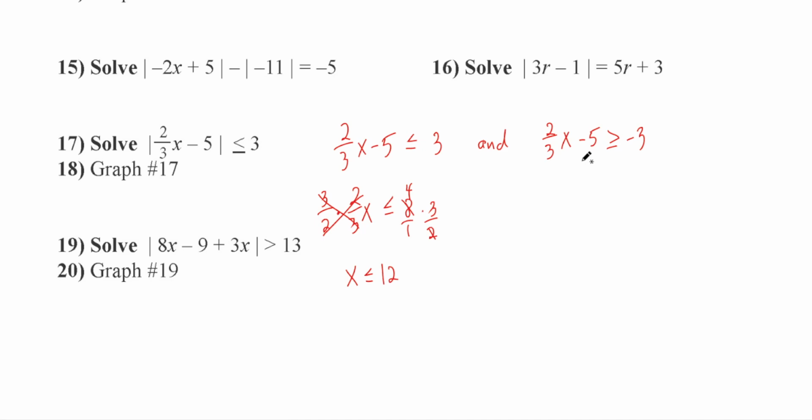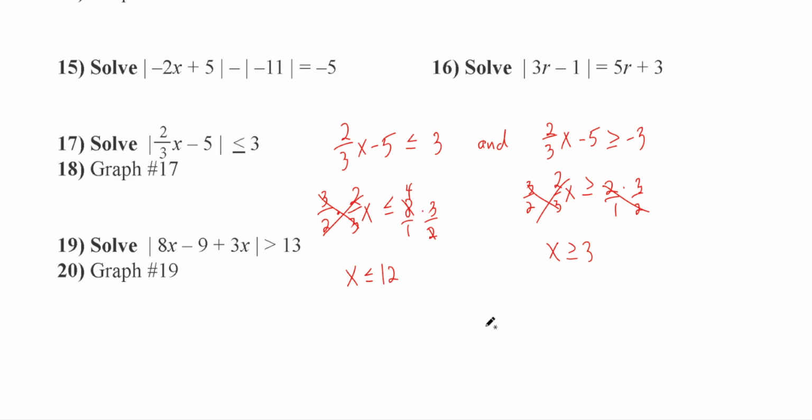And let's do the other one. Add a 5. I don't have to show that. Add a 5. So if I add a 5 to this, I get what? 2. Multiply by 3 over 2. Cancels. X is greater than or equal to 3. There you go. Now, it's also important to take them and plug them back in and see if it works. All right? So make sure you do that. These both work. Okay?